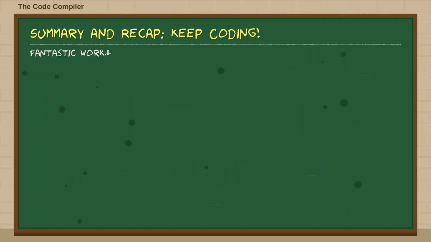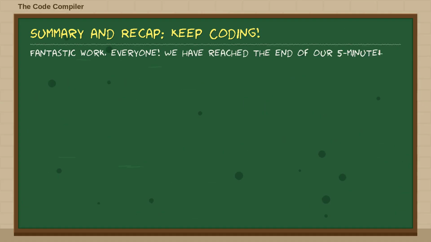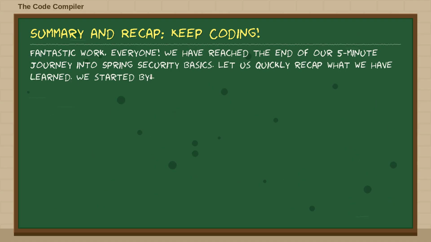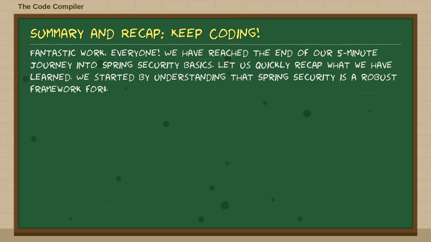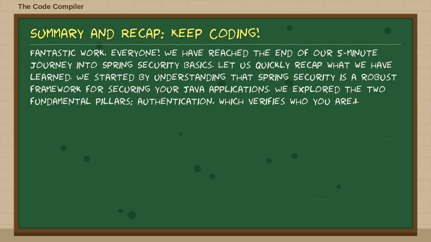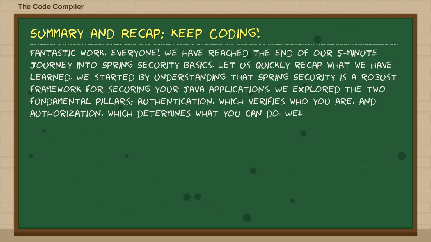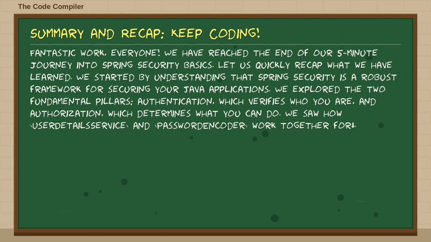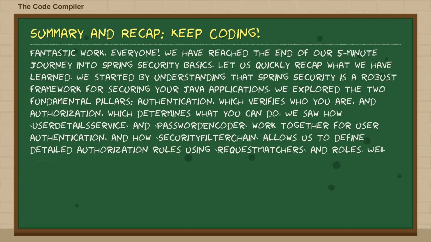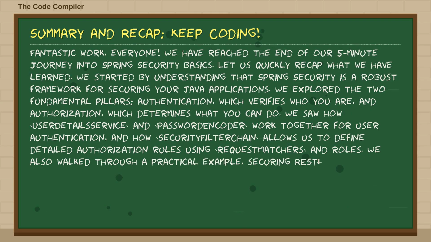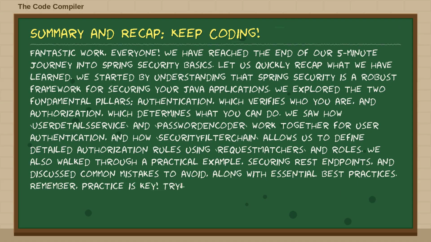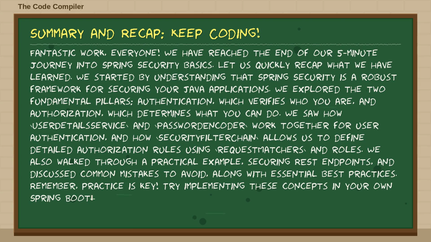Fantastic work, everyone! We have reached the end of our 5-minute journey into Spring Security Basics. Let us quickly recap what we have learned. We started by understanding that Spring Security is a robust framework for securing your Java applications. We explored the two fundamental pillars, authentication, which verifies who you are, and authorization, which determines what you can do. We saw how UserDetailsService and PasswordEncoder work together for user authentication and how SecurityFilterChain allows us to define detailed authorization rules using request matchers and roles. We also walked through a practical example, securing REST endpoints, and discussed common mistakes to avoid, along with essential best practices.